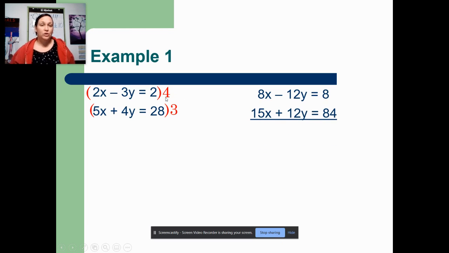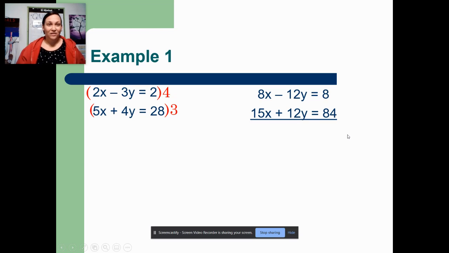Again, the reason why I chose to multiply by 4 and 3 is because I want to eliminate my letter y, since they're already a positive and a negative. But for them to eliminate, they have to have the same coefficient, the same front number. So I decided that if I multiply the top equation by 4, I could get a 12y. And if I multiply the bottom equation by 3, I could also get a 12y. And now you can see my stacked equations have a negative 12y and a positive 12y, so those will eliminate.